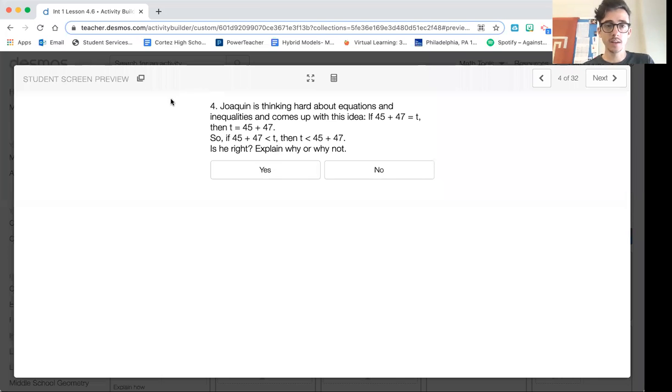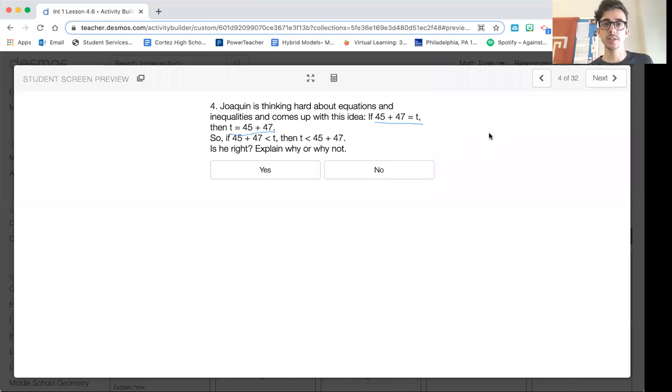Joaquin at it again is thinking hard about equations and inequalities and comes up with this idea: if 45 plus 47 equals t, then t equals 45 plus 47, okay? So if 45 plus 47 is less than t, then t is less than 45 plus 47. Is he right? What do you think?